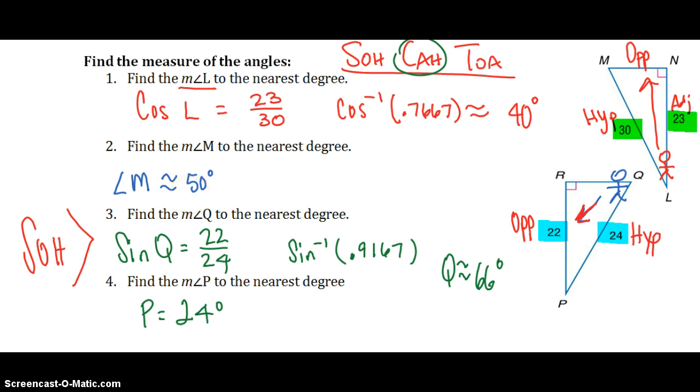I'm going to use sine for number 3 because they gave me opposite and hypotenuse. So when I set up that ratio, I get 0.9167. I'm looking for the inverse sine of 0.9167 approximately, which out of 180 leaves 24.